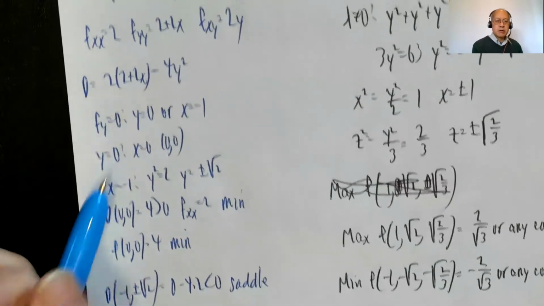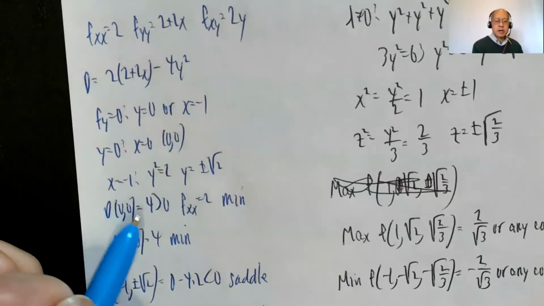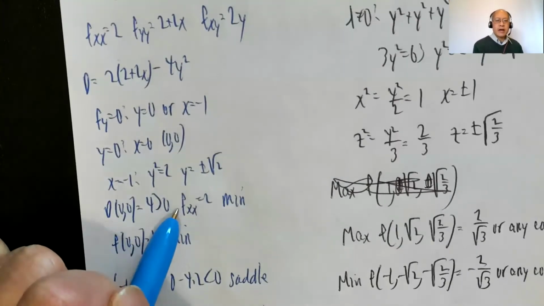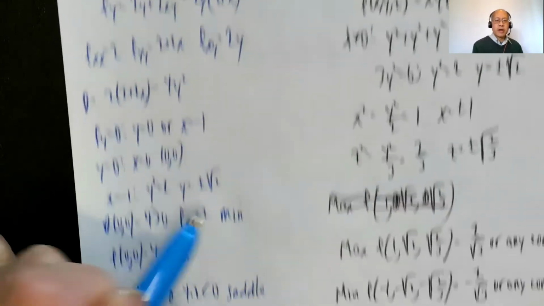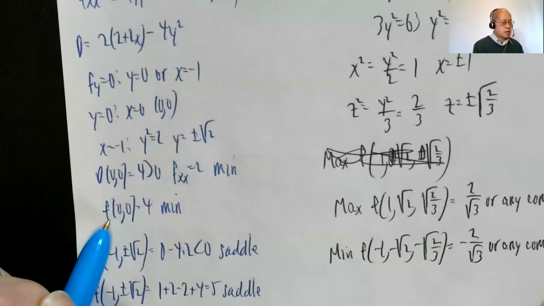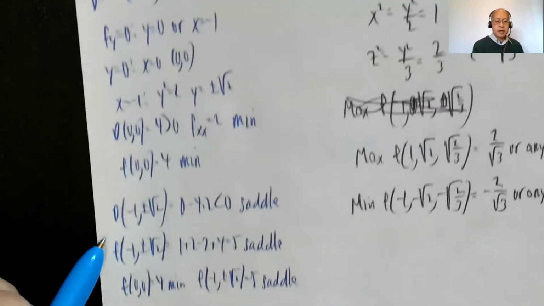D of (0, 0), put a 0 there and a (0, 0) there. I get 4, which is greater than 0. Fx is 2, so by the rule we have a minimum. And f of (0, 0) comes out to be 4, and that's a minimum.